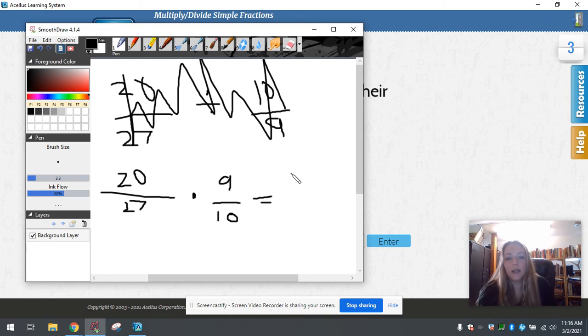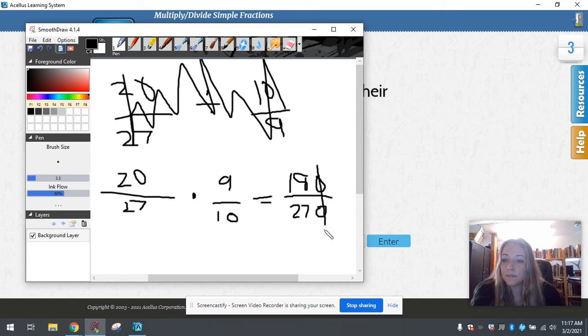20 times 9 is 180 over 27 times 10 is 270. Here's a cool trick. If both your numerator and denominator end in zeros, you can just cross off the zeros. That's a way of reducing it, because if numbers end in 0, they're divisible by 10.